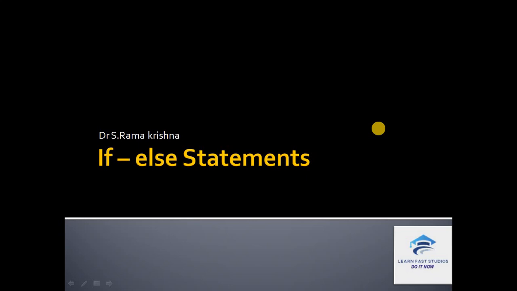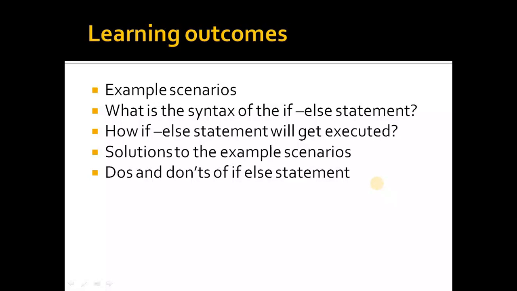Hi guys, in today's lecture we are going to learn about the if-else statements in C language. In this session we are going to discuss some of the example scenarios where we can use this if-else statement. What is the syntax of the if-else statement? How does the if-else statement get executed? Solutions for the example scenarios. Some of the do's and don'ts in the execution of the if-else statement. Is this agenda clear for everyone?